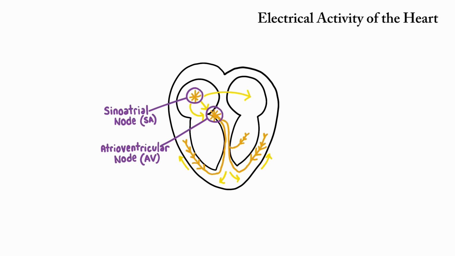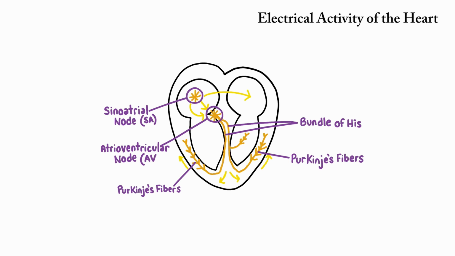The AV node will continue the electrical impulse through the left and right branch of the bundle of His to the Purkinje fibers. When the ventricle muscle cells receive the electrical impulse, they will contract. I mentioned that the normal pacemaker of the heart is the SA node. It generates 60 to 100 electrical impulses per minute, which is a very normal heart rate.